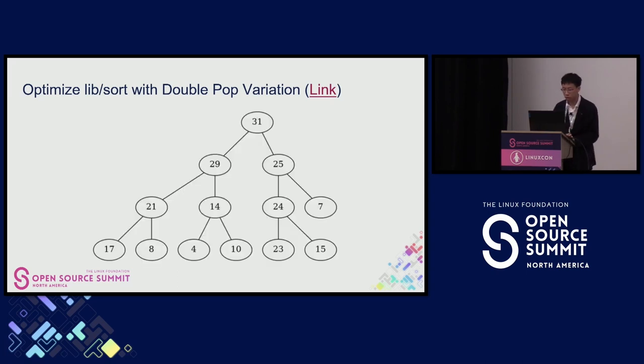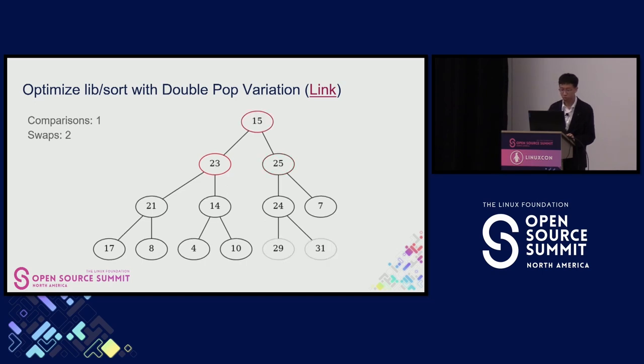So let's take a look at the picture. We first compare the two children of the root to determine which is the second largest element. We found it is the 29. So we swap the two elements to the last leaf positions, and we have 15 in the root and the 23 in the left child. So currently we have two swaps to swap two nodes, and we have one comparison to determine the second largest element.